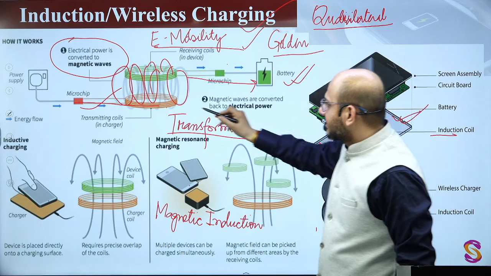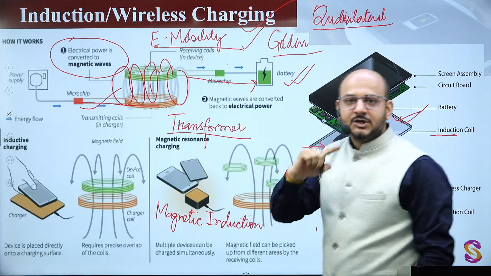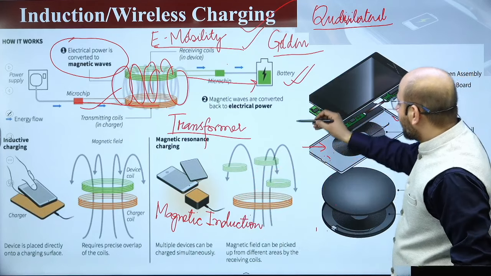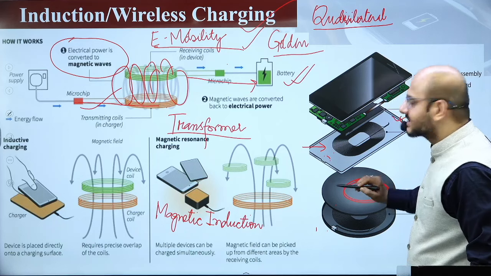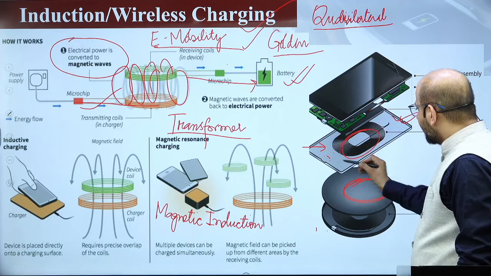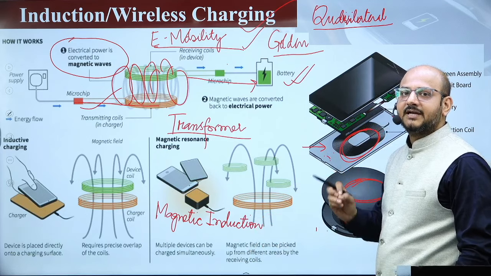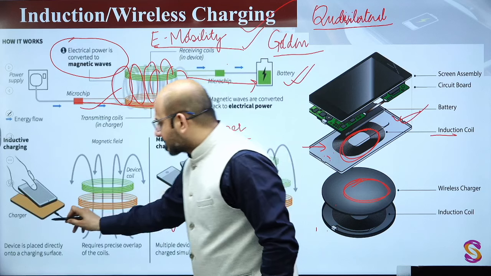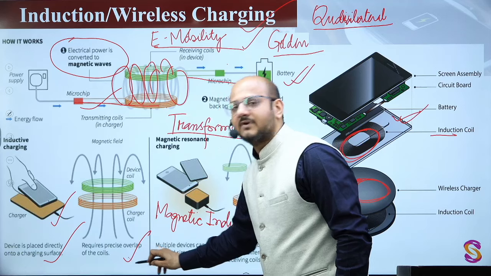Here, this should be precise. The overlapping of these two coils has to be precise. So you will find on that charger, there is a symbol as well, because at this place exactly you have to keep your gadget. At the back of it also you will find a particular space, so that exactly this should be the positioning of the device to get it charged. The device is placed directly on the charging surface and requires precise overlap of the coils.